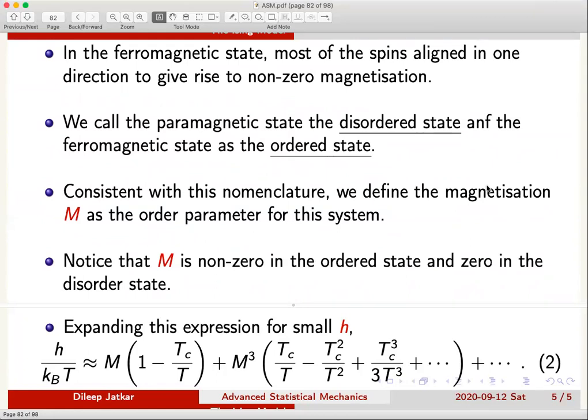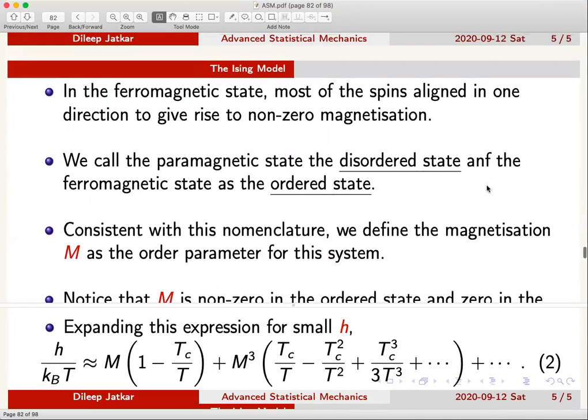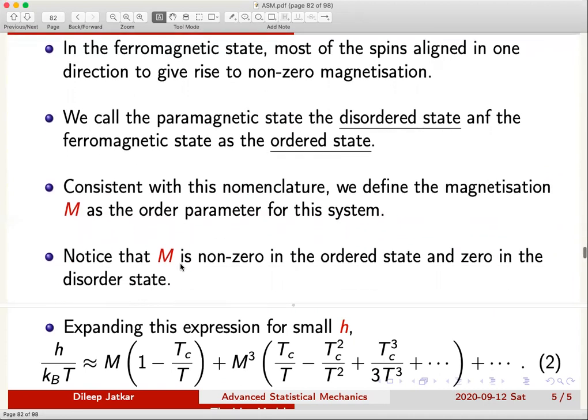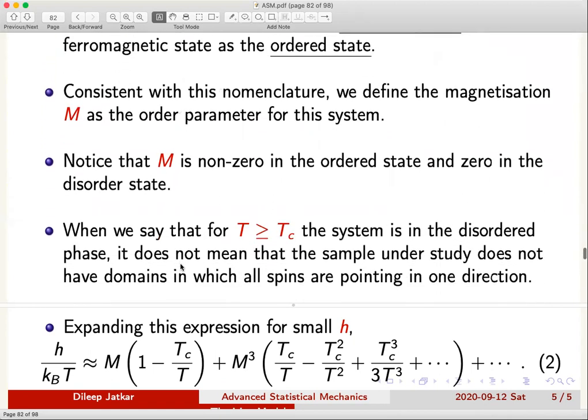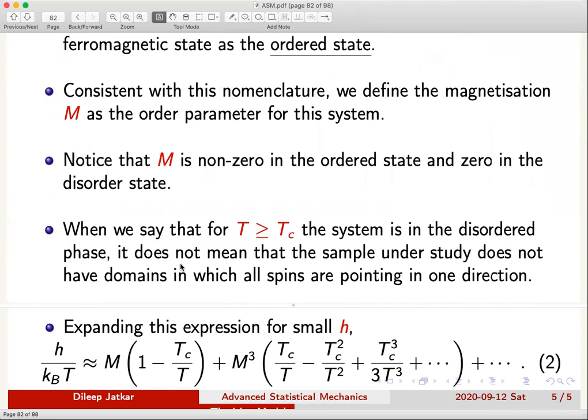Of course, if you are in a disordered state, then you would expect the order parameter not to have any value. That is what we have in the paramagnetic state. There is no net magnetization, and therefore M would be zero in the disordered state. On the other hand, the ferromagnetic state is an ordered state, a state in which you have non-zero magnetization.